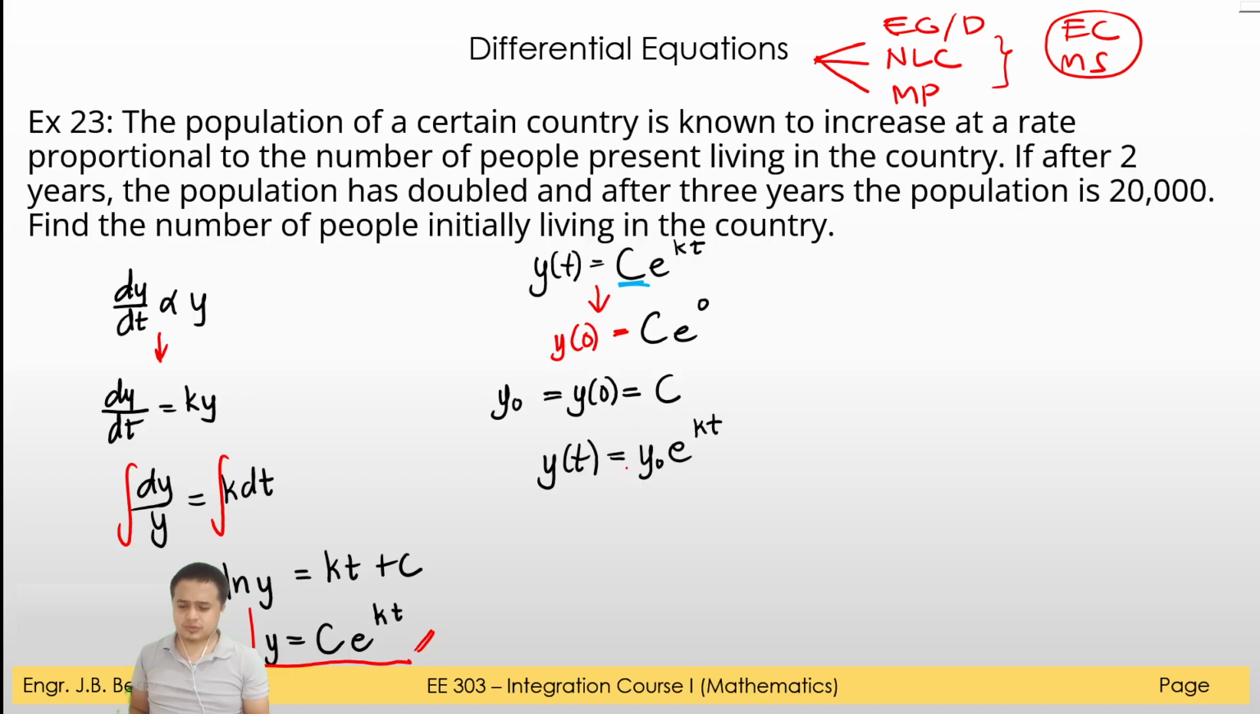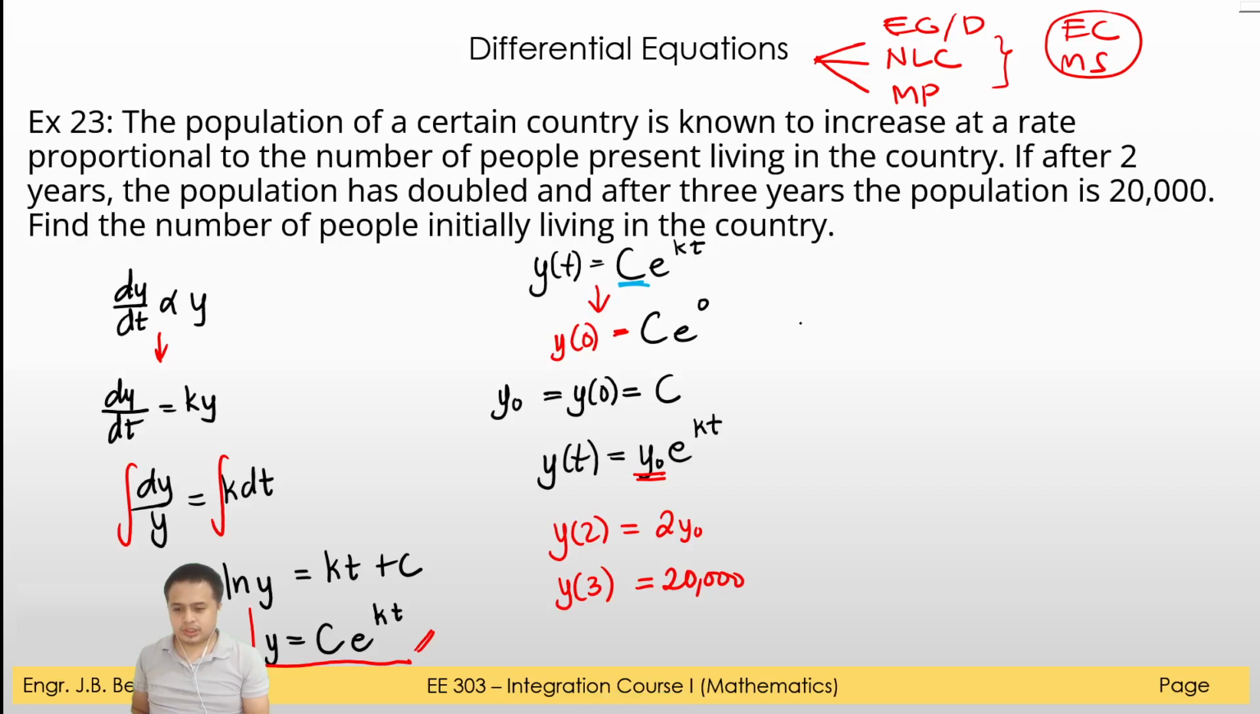Now, let's say y sub 0 is the initial value, so it has doubled after 2 years. So y of 2 is equal to 2 y sub 0. And after 3 years, y of 3 is 20,000. So 20,000 here, and then after that, what's next? So that's the given, so we can just substitute this into our equation. Maybe we can find something.